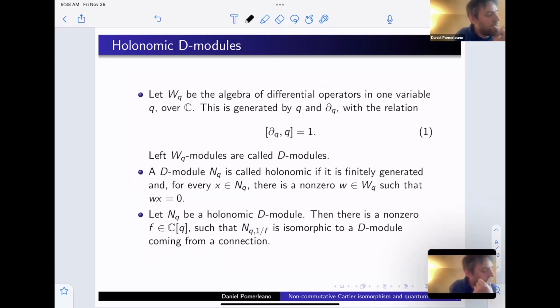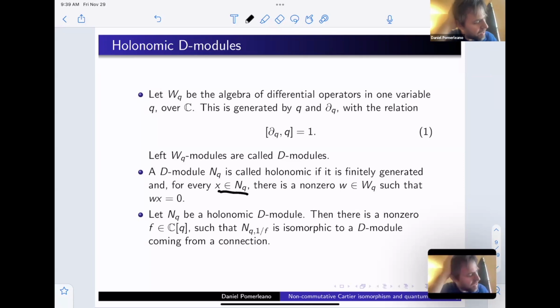So if you start with the Weyl algebra WQ, which is just the algebra of differential operators in one variable over C, then a left module over this is called a D module. And a D module is holonomic basically if it's finitely generated and it satisfies a certain torsion condition, which says that for every x in your module, there's some non-zero w that annihilates it. One can think of it as saying the support is not two-dimensional.